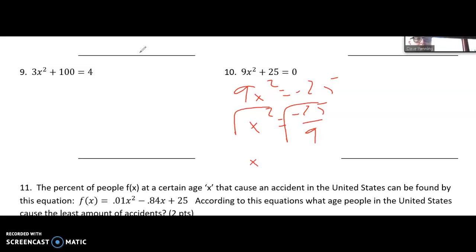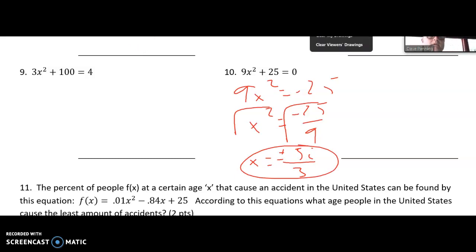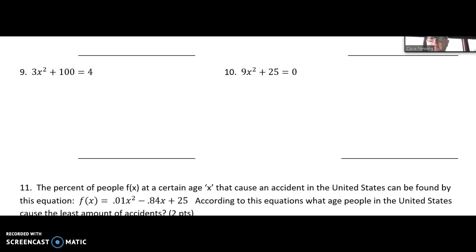So when I take the square root of negative 25, that's going to be plus or minus 5i. And the square root of 9 is 3. So my answer is going to be plus or minus 5i over 3. All right, let's move on to number 11.